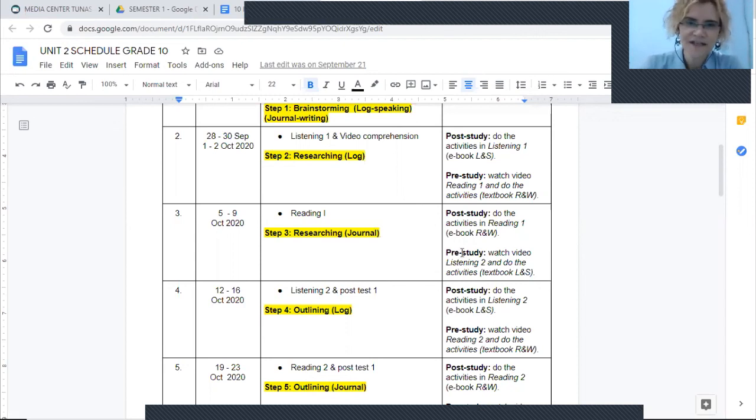Now, for this week, as we're looking at the 5th of October, as we did our Zoom meeting about reading one, this week for your project, you should focus on researching for your journal, for your paragraph. You did the brainstorm already, so use the brainstorm to do your research. For your post-study for today's meeting, you will do the activities of reading one in your ebook for reading and writing. That's the post-study, which will give you more practice for today's material.